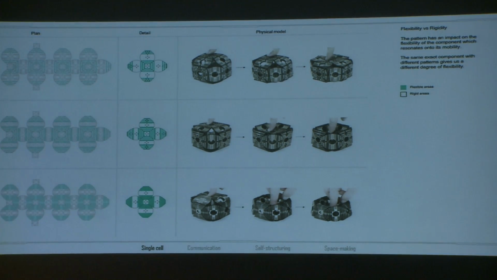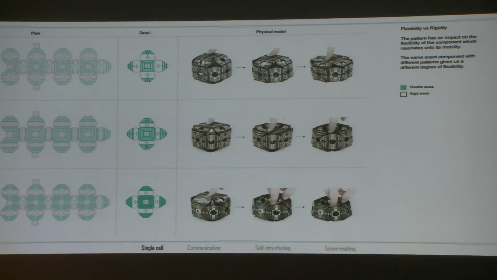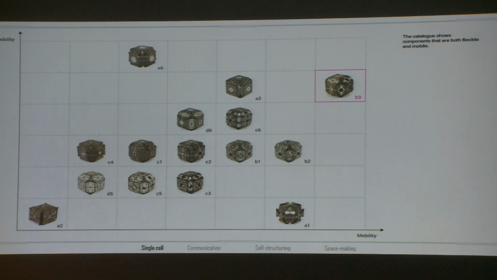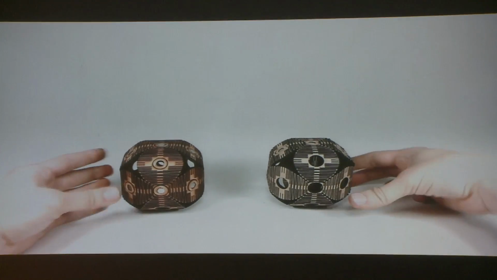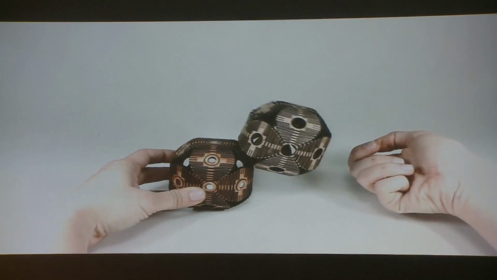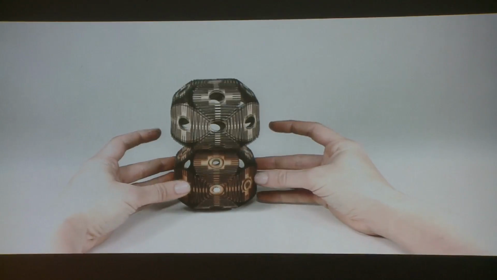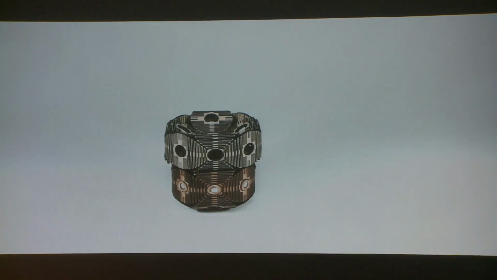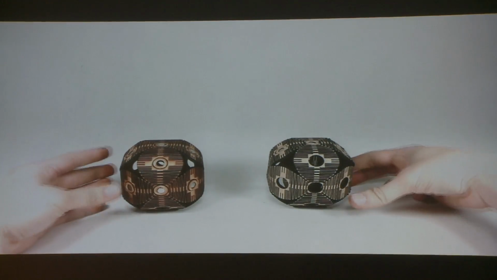We explore the behavior of a number of models created with different patterns. These patterns gave various flexibility to the component, which in turn resonates into its mobility and ability to self-structure. This portion of the research was concluded with the most flexible and simultaneously the most mobile cell. The flexibility of the shape can enable the movement of one cell on top of the other one. This is the first and basic action upon which we developed our strategies of self-assembly.